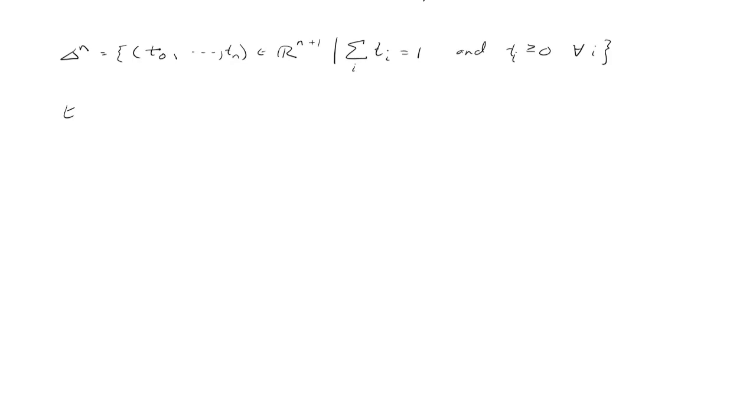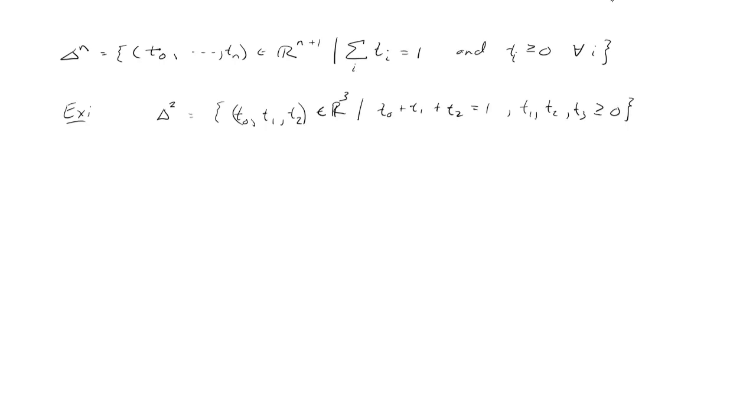So to get a feel of what's going on here, let's look at delta 2. That's the set of points t0, t1, t2. Since there's three points, it has to be in R3. And our condition is that the sum of the t sub i's, so t0 plus t1 plus t2, is equal to 1, and t0, t1, t2 have to be greater than or equal to 0.